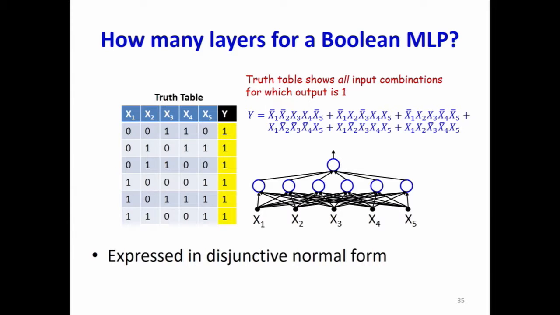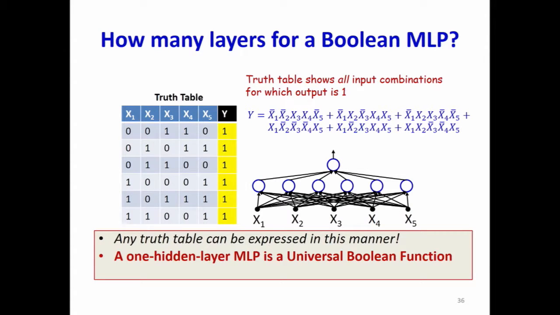Now, this is true for any truth table, correct? So because this is true for any truth table, this means that I can compose any Boolean function using just one hidden layer. A one hidden layer multi-layer perceptron is a universal Boolean function.